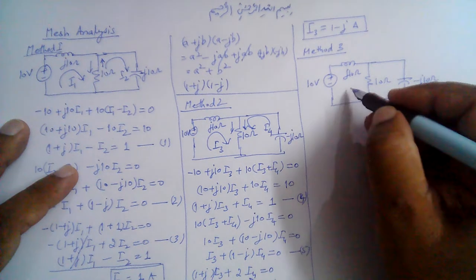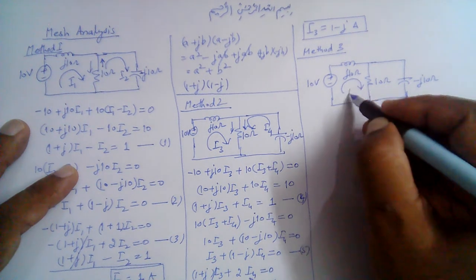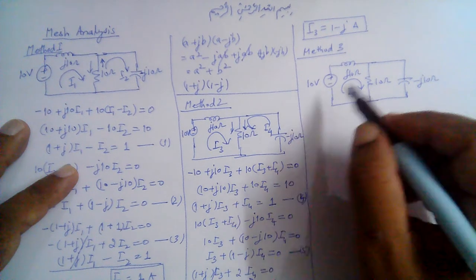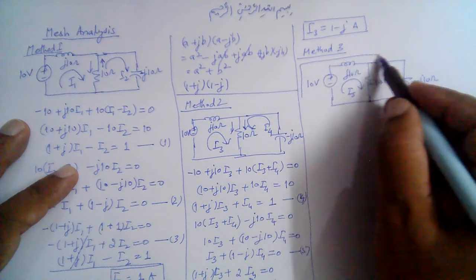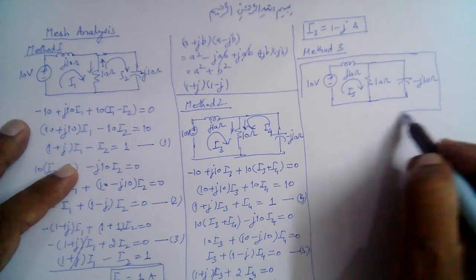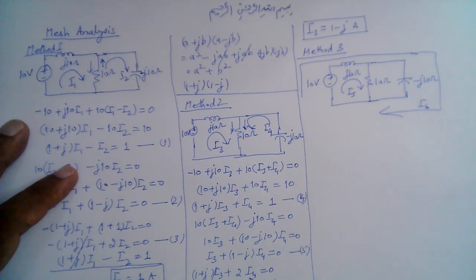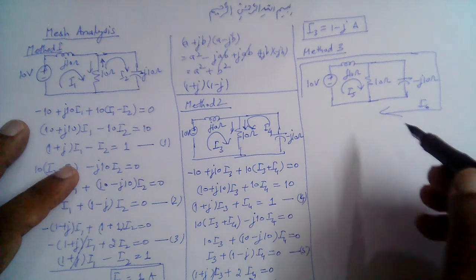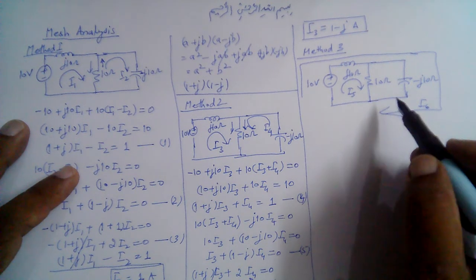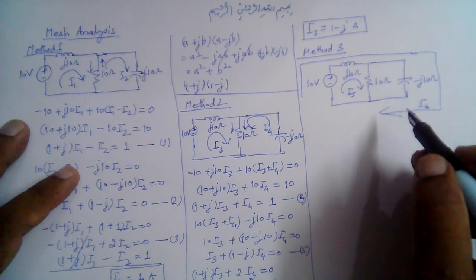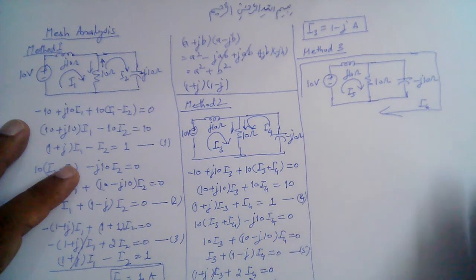And let's assume a current here. Let's call this I5, and let's assume an outer loop here this way. Let's call this I6. Actually, we need to assume loops in such a way that each circuit element has at least one current through it.